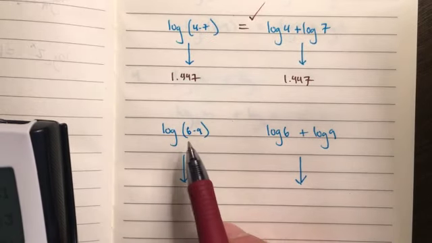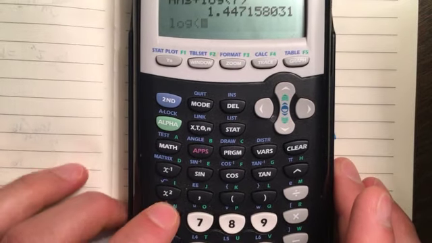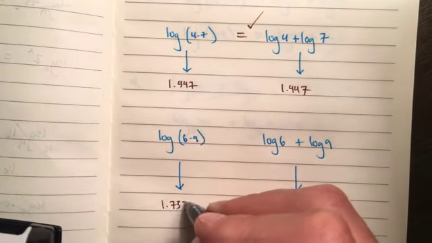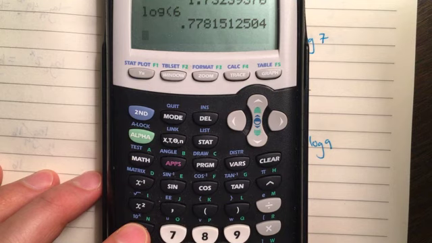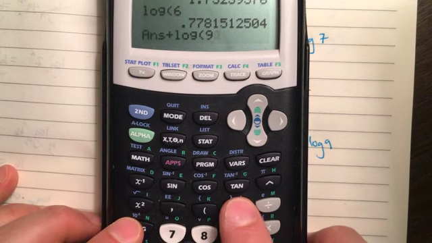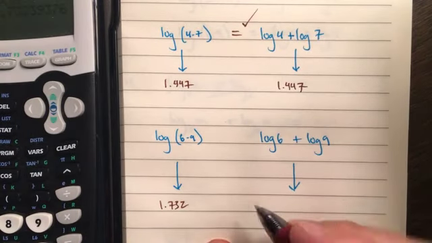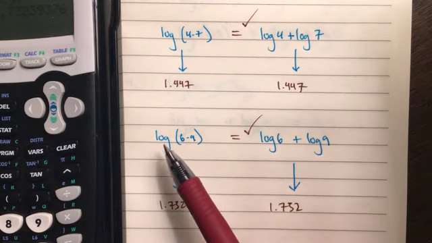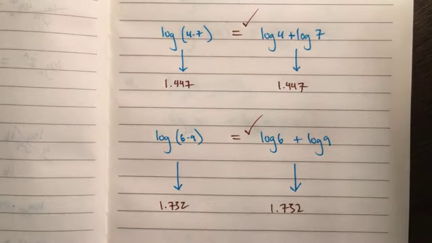Let's see if it still holds true if we use 6 and 9 instead. So coming down here, log of 6 times 9 gives us 1.732. Then we will find log of 6, and we will add it to log of 9, and we will see that we get 1.732 again. These are equal. So it looks again like if you take the logarithm of a product, it is equal to the sum of the logarithms. Interesting.